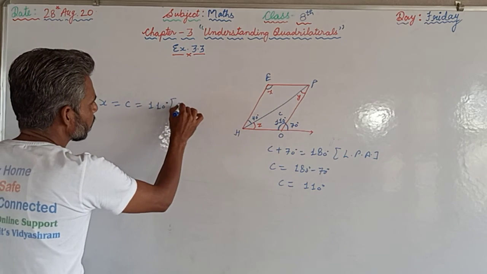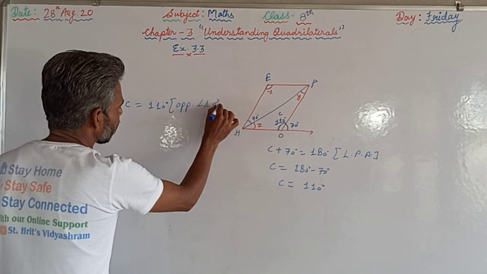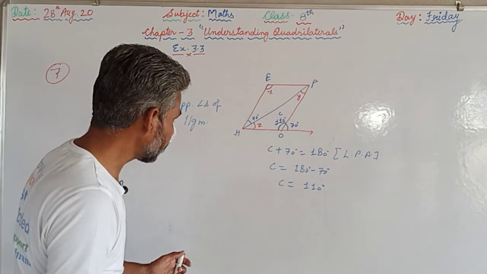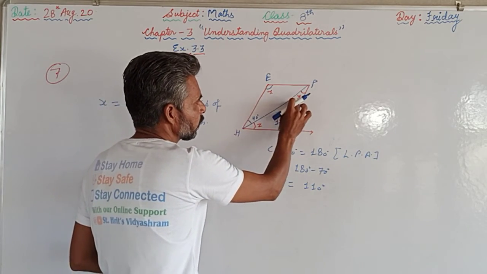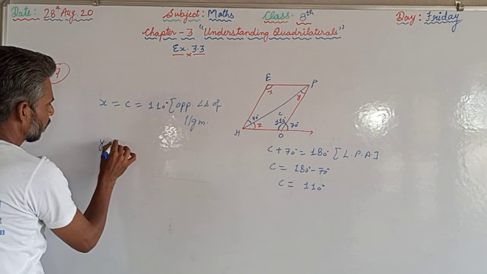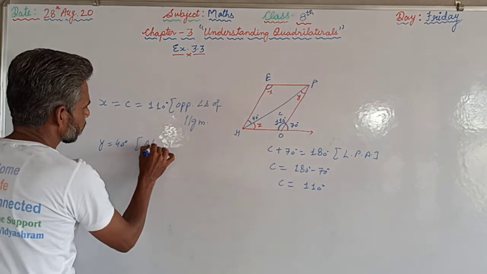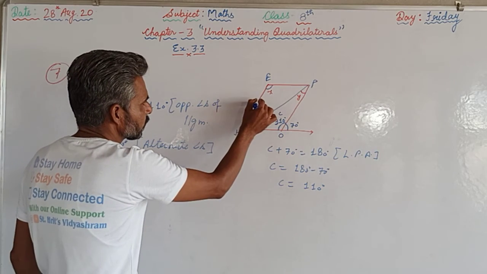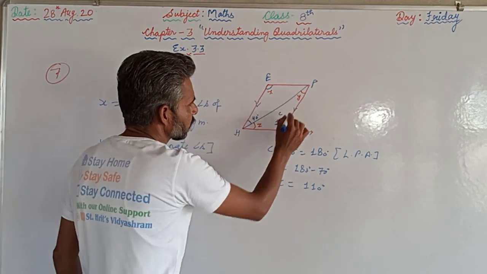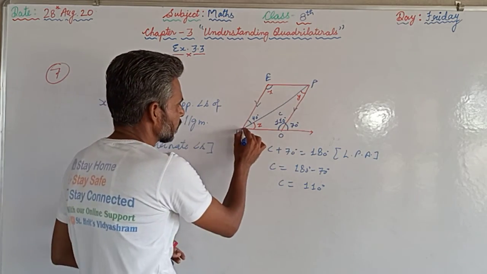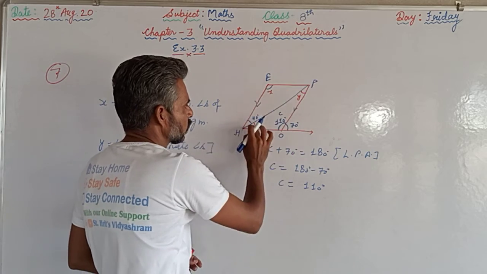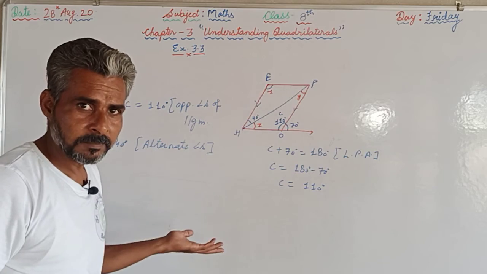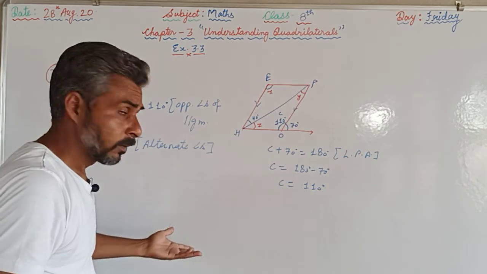By opposite angles of a parallelogram. Now if this is 40, that will be 40. Y will be 40 degrees, alternate angles. These two are the parallel lines. Why? Because that is a parallelogram, and this is the transversal HP. So these are the alternate angles, and alternate angles are always equal in case of parallel lines.